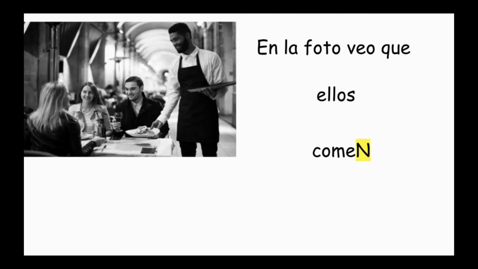You can write down comen instead of talking. Comen, eating. In the photo, I can see they are eating. And remember, comen comes from comer. You remove the R and you put an N instead when you talk about a group of people.